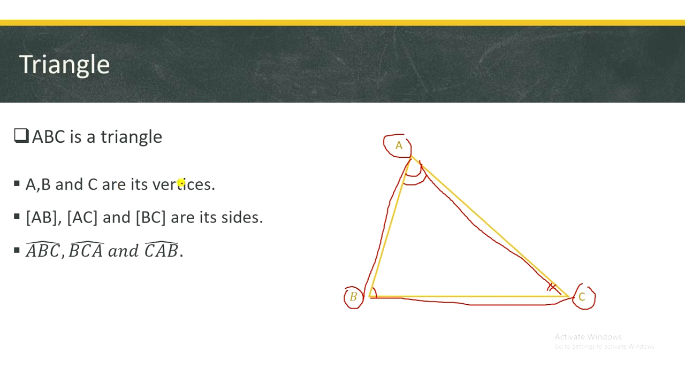And don't forget that the sum of these three angles is equal to what? 180. So if you add the angle ABC, the angle BCA, and the angle CAB, the answer is equal to 180.